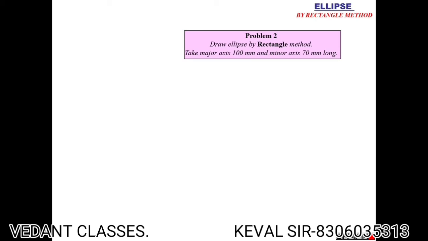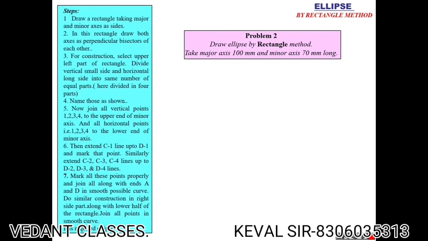Okay, now let's see an example of how to draw an ellipse if the major axis of 100 mm is given and the minor axis 70 mm long is given. So first of all you need to remember these various steps. You can just follow these steps and remember the procedure of how to draw an ellipse by the rectangle method. Okay, so first of all, draw a major axis of 100 mm in length. Just name it as A and B. Then draw the minor axis of required length.